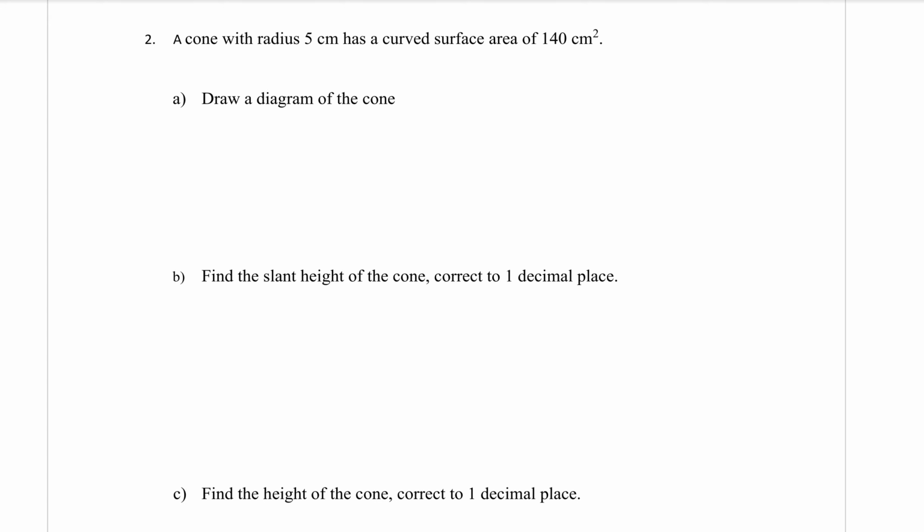All right, question 2. A cone with a radius of 5 centimetres has a curved surface area of 140 centimetres squared. As soon as you read that, you go, it's giving me the surface area. That means I'm going to be working backwards.